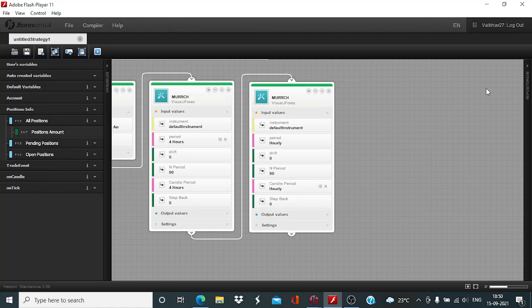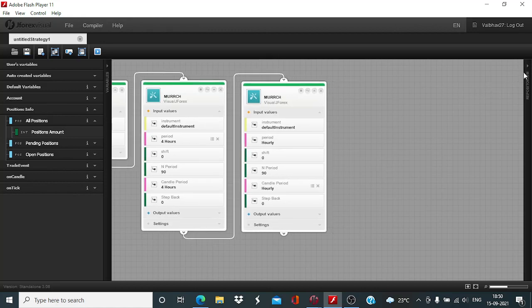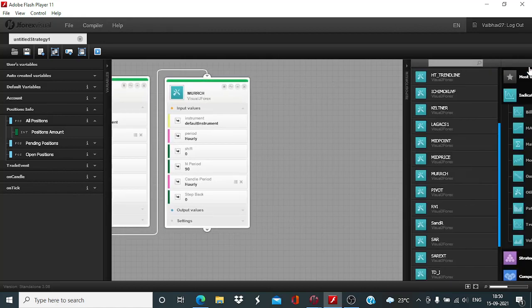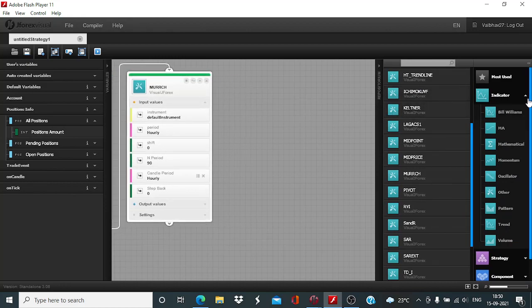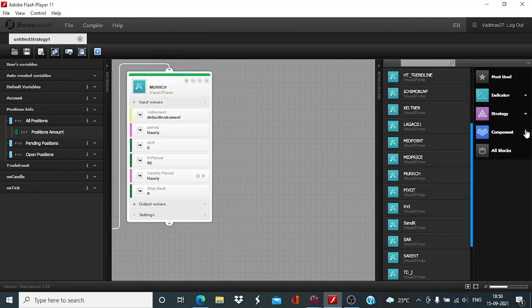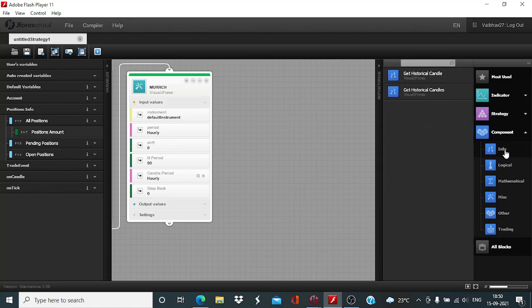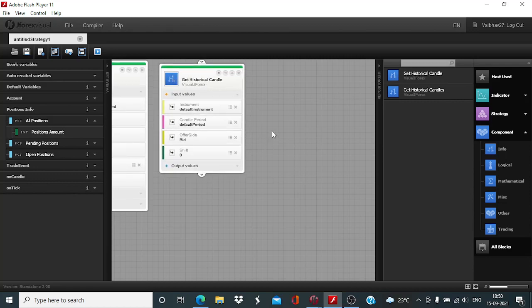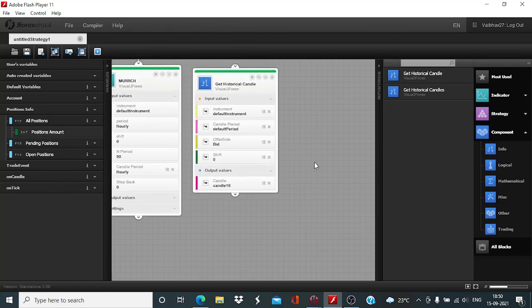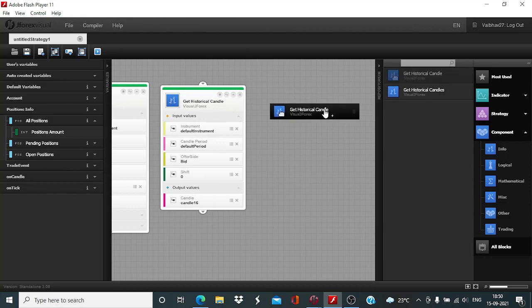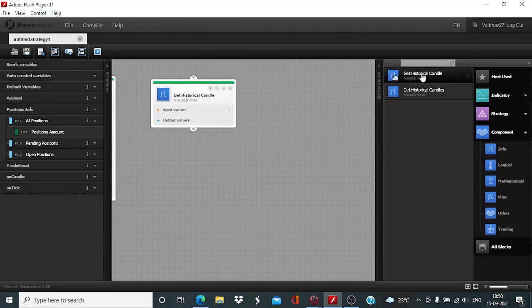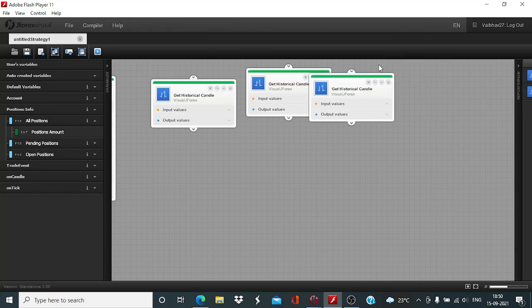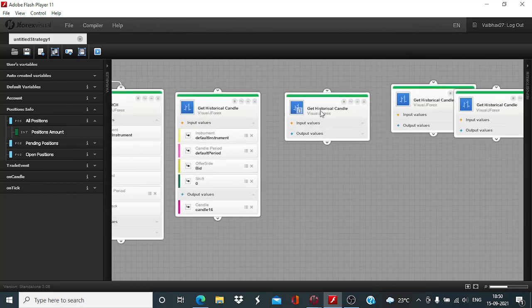And to look at the price volatility, price action, we are also going to take help of the get historical candle. We now have to take info components. We are going to need 4 of these, one for the 4 hourly candle period, one for the hourly candle period, and 2 for 10 seconds each.